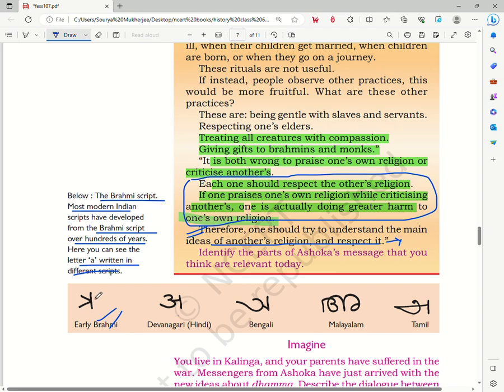So this is the letter A in the early Brahmi script, and from this we see the Hindi Devanagari script. Then in the Bengali, it is there, it is also in the Hindi, and then in the Malayalam and Tamil. If we look closely, these are somewhat similar because they all evolved from this early Brahmi script letter.